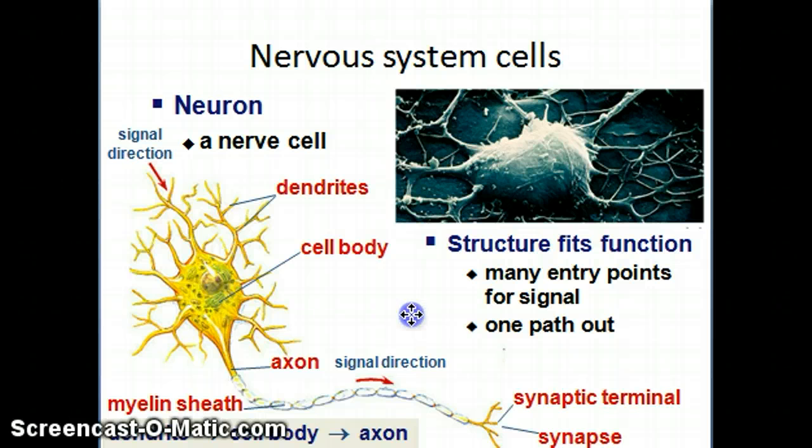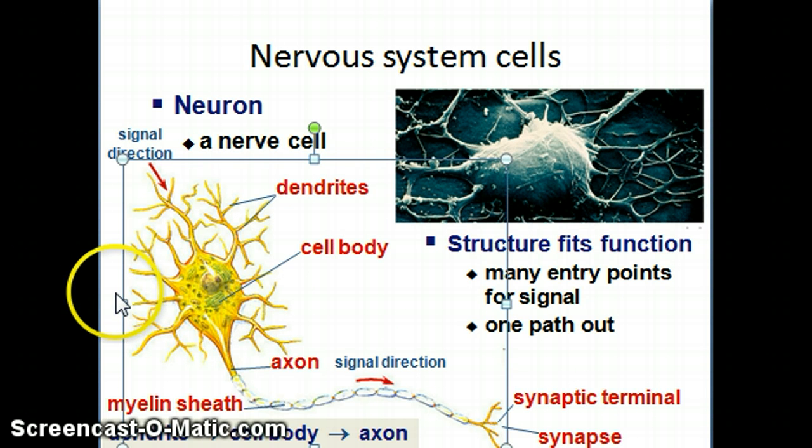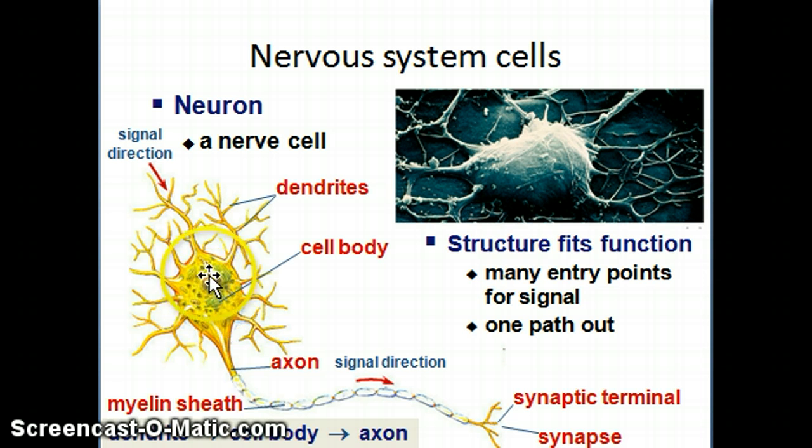So for example, at the beginning of the cell, here's the cell body. Within the cell body, we're going to find most of the organelles of the cell. But what is going to be branching off from the cell body are what we call dendrites. And these are the entry points for the signal and the stimulus to enter the cell.